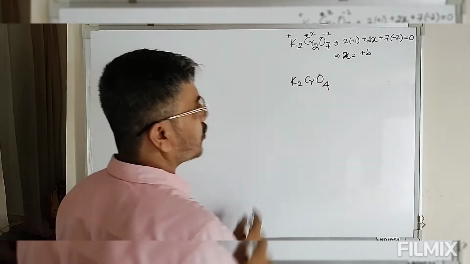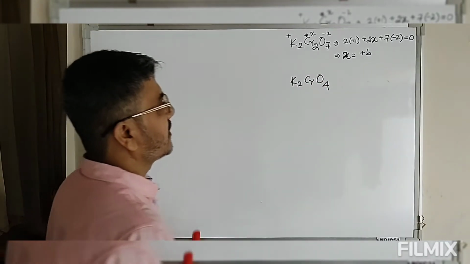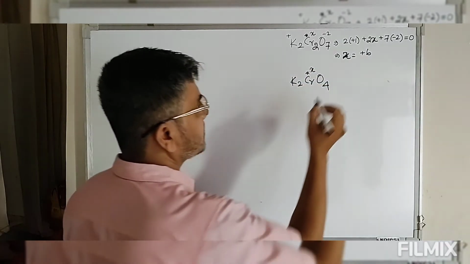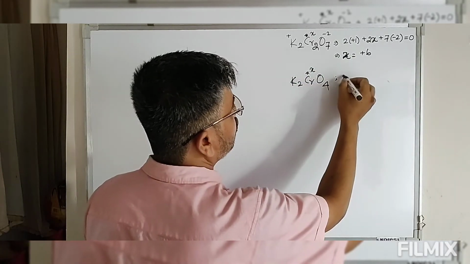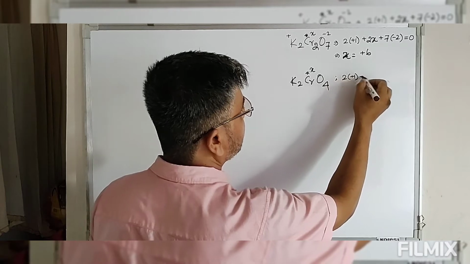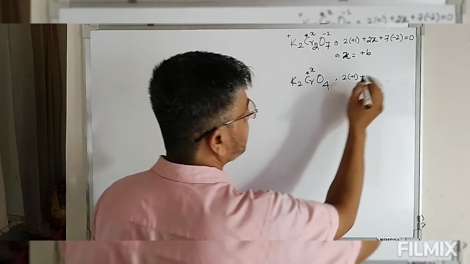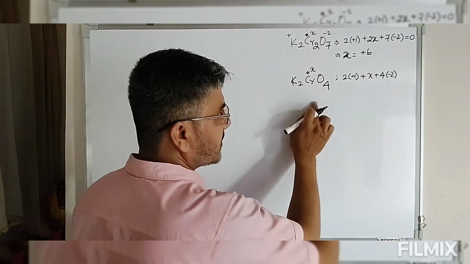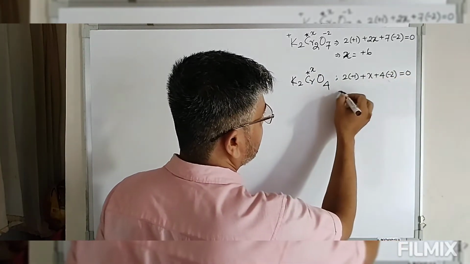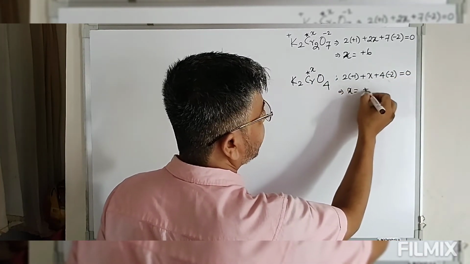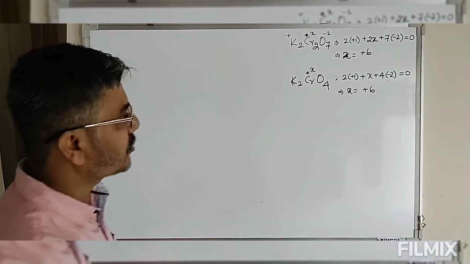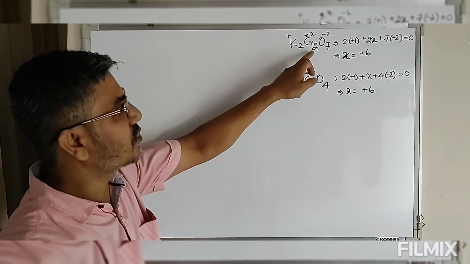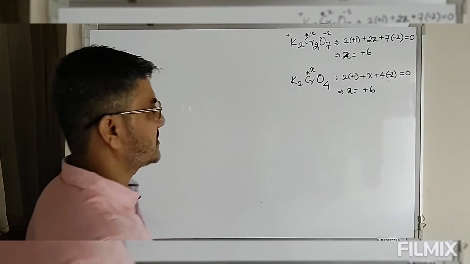Take this, K2CrO4, potassium chromate. We have to find the oxidation state of chromium. Let's suppose this is again X. So 2 times +1 plus we have 1 chromium, so X, plus 4 times -2, that is oxide. So X is equal to again +6. So in potassium chromate, chromium is +6. In potassium dichromate, chromium is again +6.